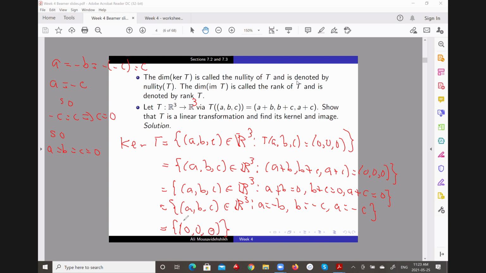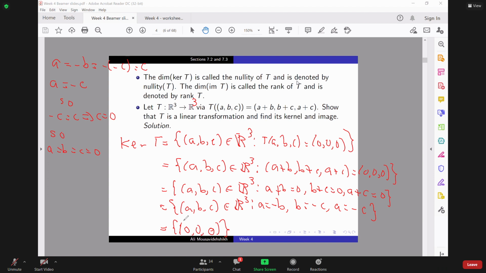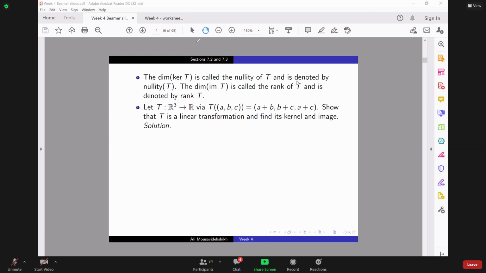Everybody clear on that? My minor mistake there. Okay, good. So that's the kernel of the map. And now we want to find its image. The image of the map is the set of all possible outputs we can get. So the question is, what is its image?